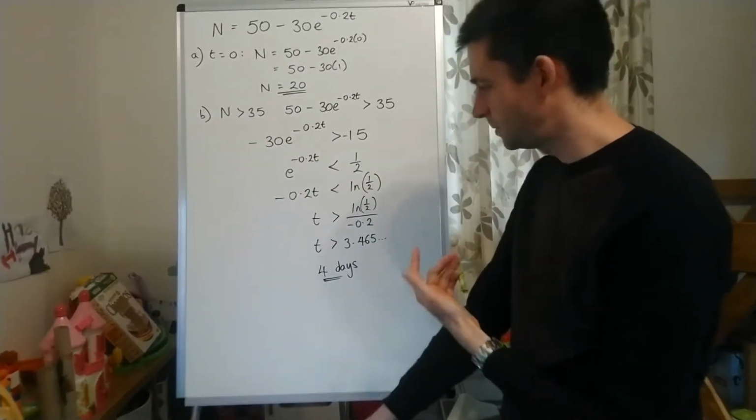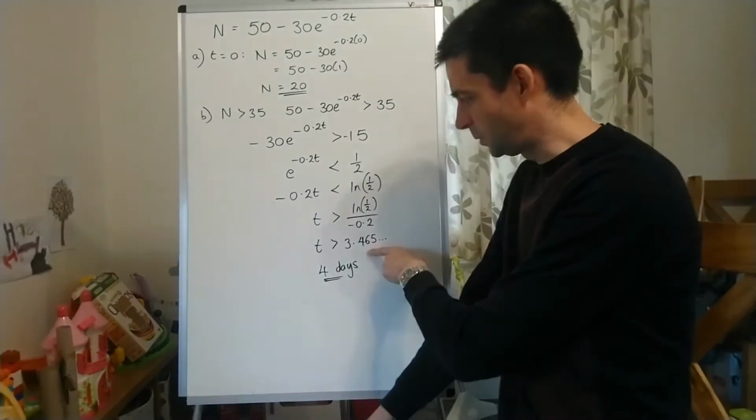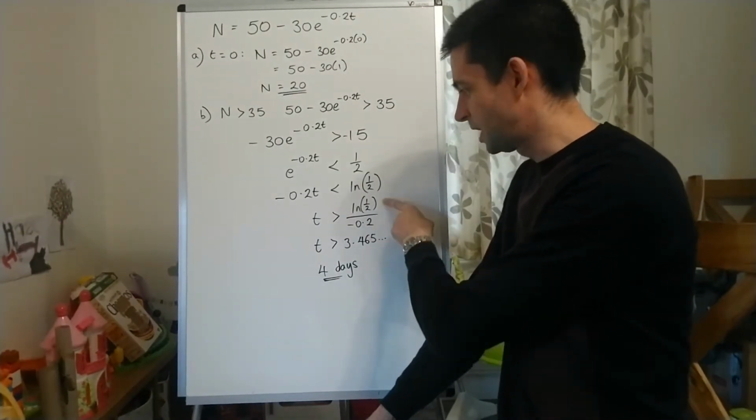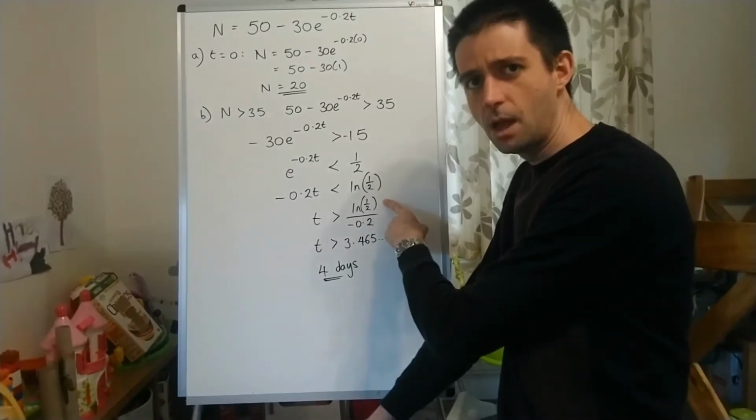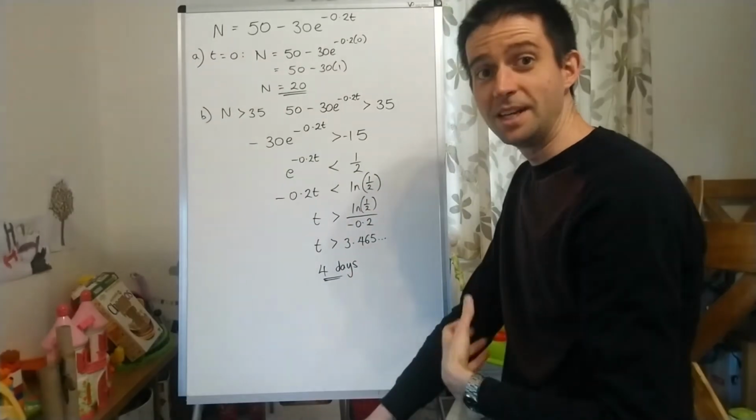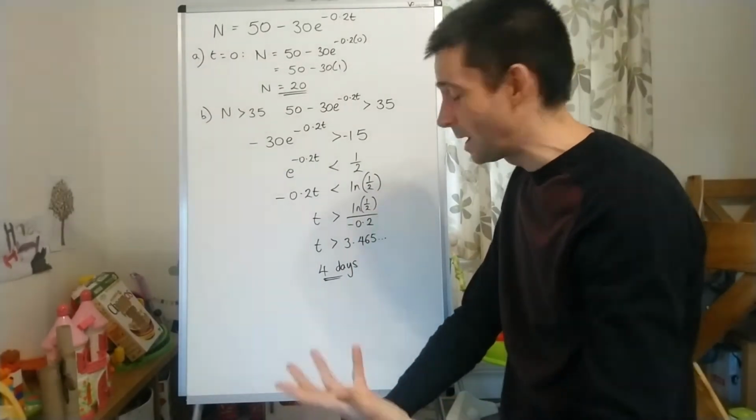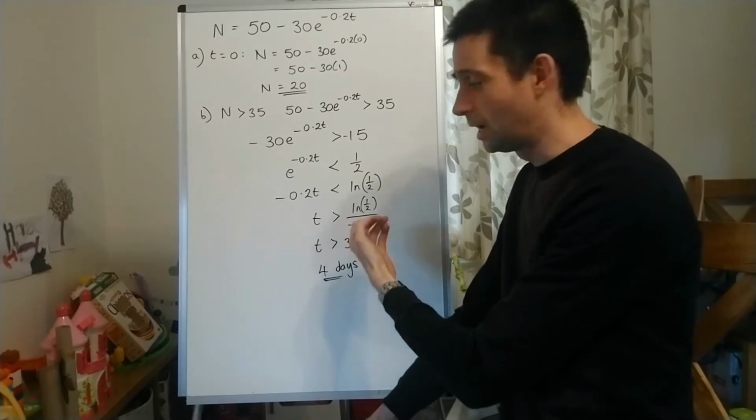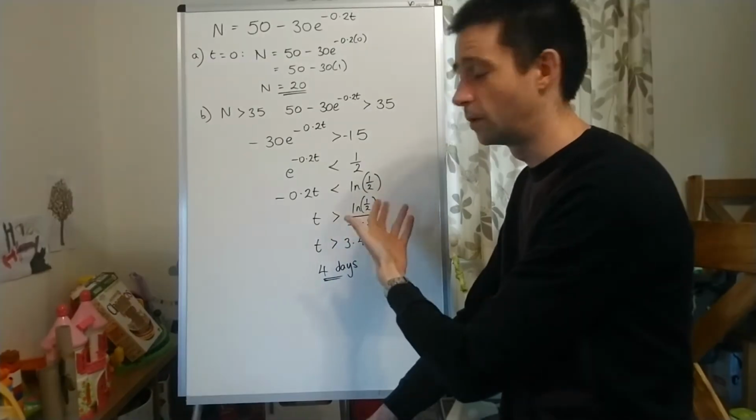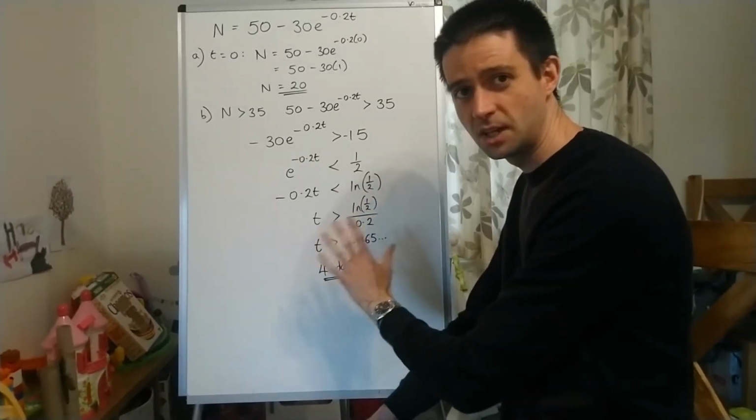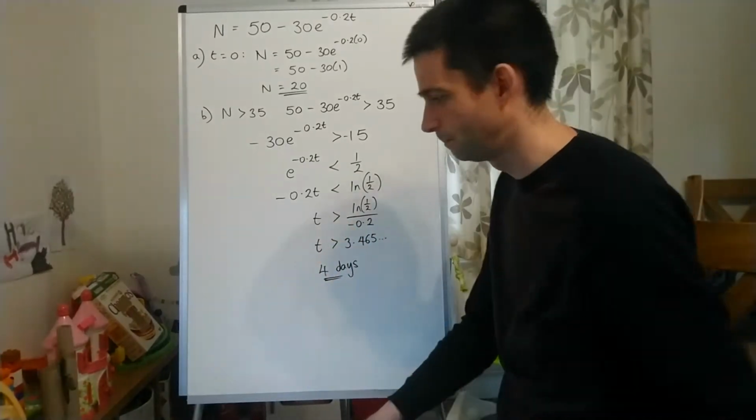Just as a quick aside, we've divided by a negative, but we've got a positive answer. What does that tell us about ln of 1/2? It tells us that ln of 1/2 is a negative value, which we knew about because ln 1 is 0, and the ln of a number between 0 and 1 is negative. So that all makes sense here, it's all linking in beautifully.